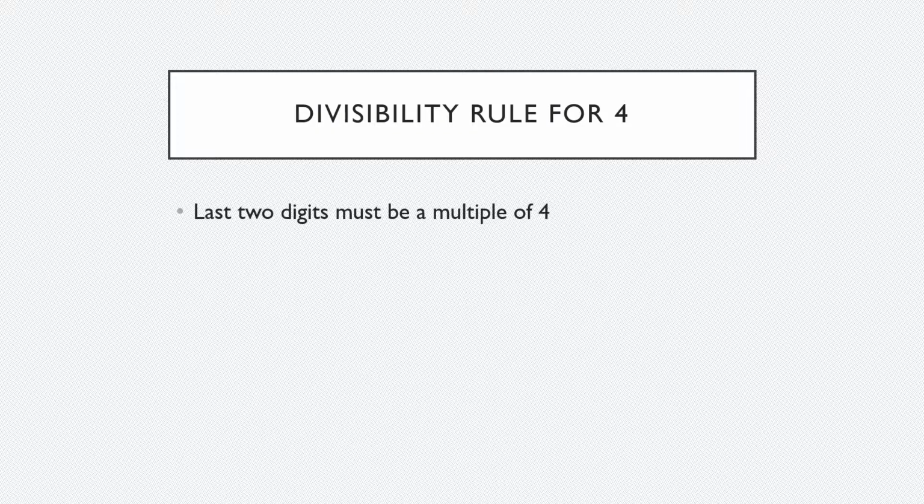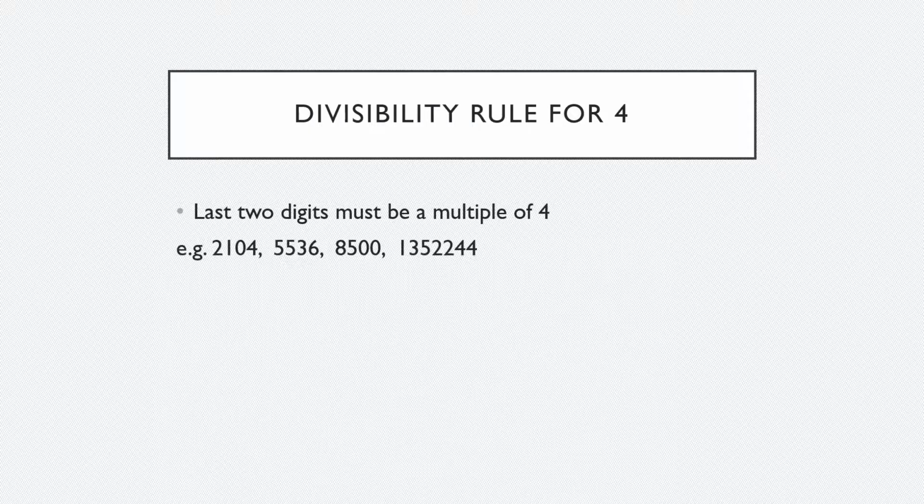The divisibility rule for 4. So just like that of 2, we'll be looking at the end of the number. But in this case, we're looking at the last 2 digits of the number. So you observe the last 2 digits of the number. If the last 2 digits is divisible by 4, then the entire number is divisible by 4. Or if the last 2 digits of the number is a multiple of 4, then the entire number is a multiple of 4. Some examples will be 2104.